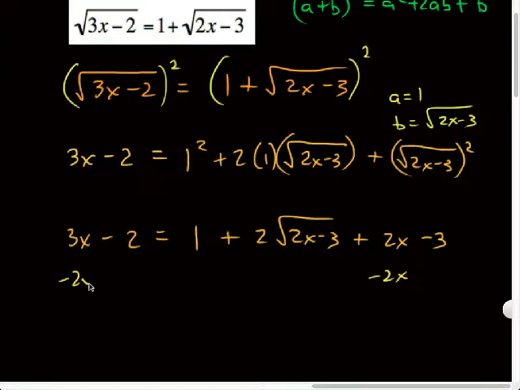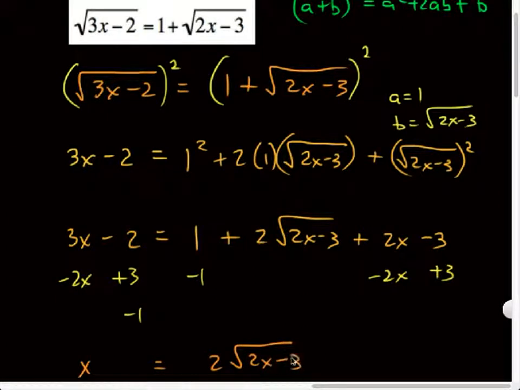So let's see, subtract 2x from both sides. Add 3. So I'm going to isolate this other radical here. And hey, we might as well subtract this 1 as well. Lots of stuff going on. I'm leaving this 2 here for the moment. So I'm just doing all my adding and subtracting steps together here. 3x minus 2x is x. Negative 2 plus 3 is 1. Minus 1 is 0. Oh, so that's just an x over there. Equals 2 times the square root of 2x minus 3.